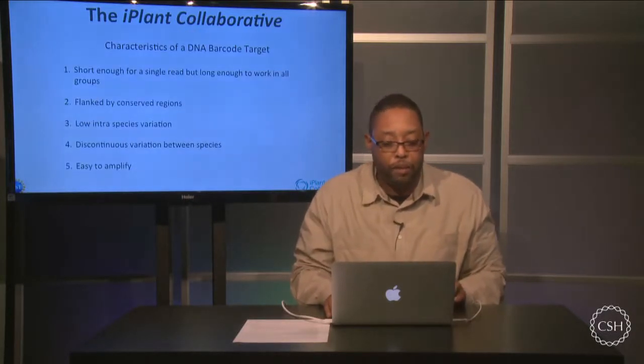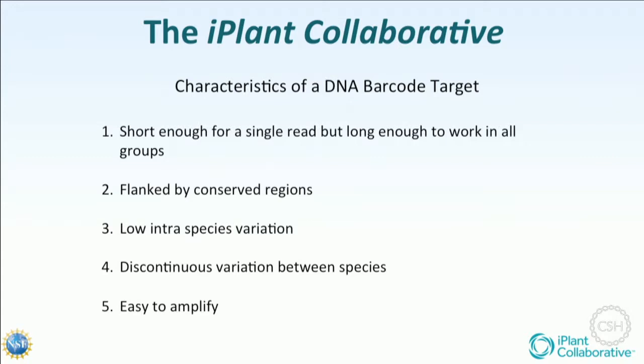So in order to do that, we have to make sure that the barcode is short so that we can at least sequence it in one round, okay? But it has to be long enough to have specificity to a target, okay? It has to be flanked by conserved regions, because we've got to land physically through amplification in several different groups. We have to have low intraspecies variation, not to mention that a discontinuous variation between species has to be present.